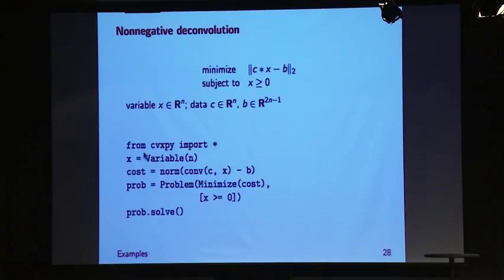The last one I'm going to talk about is not from imaging, it's non-negative deconvolution. I'm going to talk about it because it's going to come up in the next part of the talk. Non-negative deconvolution is an older problem, but it looks like this. You minimize the norm, or norm squared, either is the same thing, of a convolution: some convolution kernel C, convolved with X, minus some right-hand side B. This is subject to X being non-negative, and this comes up all the time.